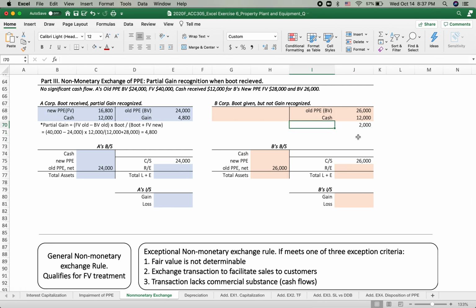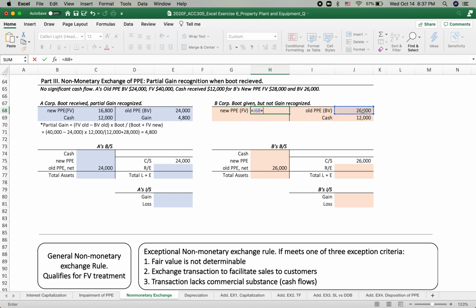So the company cannot recognize gain, and just records the new PP&E. How much is that? We can just plug in. So $38,000 is the new PP&E the company received, even though the fair value of this new PP&E received from company A is $40,000, but we record only $38,000. That is the point. Okay.